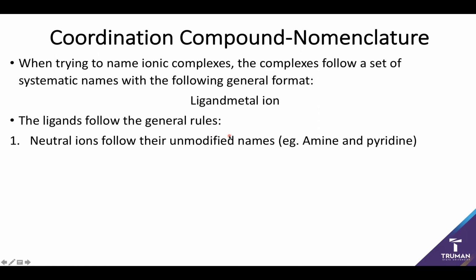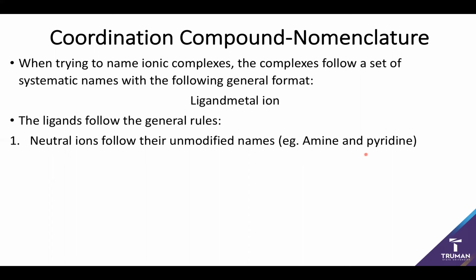So the first set of rules is if I've got a neutral ligand, then I'm just going to use its unmodified name. So good examples are going to be nitrogen-rich compounds like amine and pyridine. However, watch out, there's a lot of common molecules that have their own special names. For example, if you have something like water, it's just named as aqua because we have to keep things fun. And some of these were actually named before the common systematic names. So we've tried to incorporate them in.